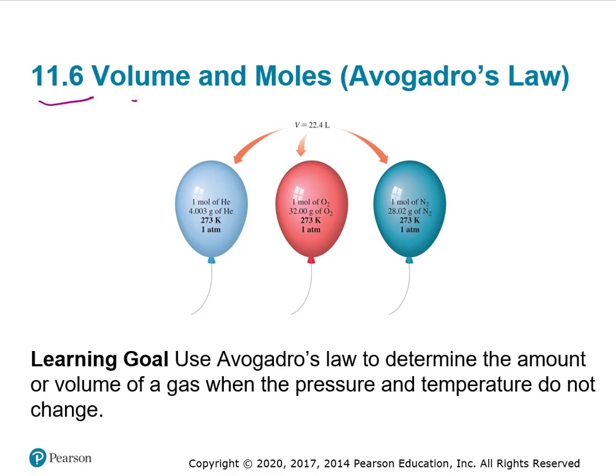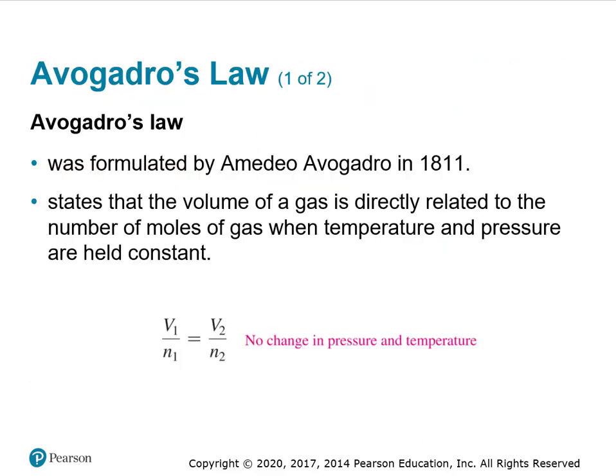Section 6 is about volume and moles, looking at Avogadro's law. We'll use Avogadro's law to determine the amount or the volume of a gas when the pressure and temperature do not change. Avogadro's law was formulated by Amedeo Avogadro in 1811, and it states that the volume of a gas is directly related to the number of moles of gas when the temperature and pressure are held constant.